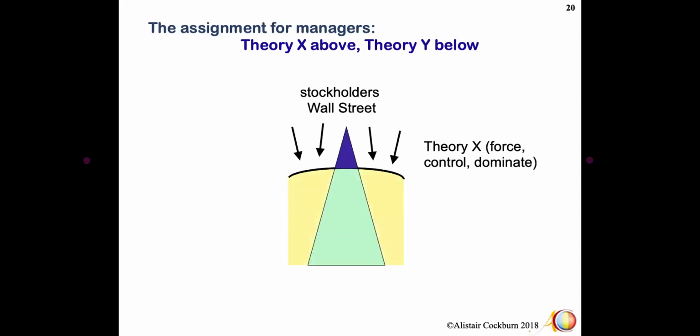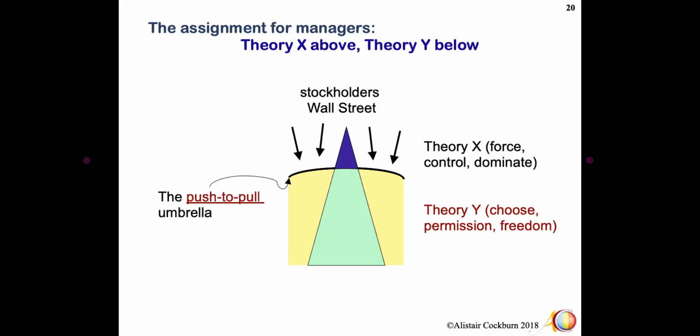And what we're trying to do is to create this quiet space at the bottom, sort of a choosing, permission, freedom, a quiet culture, so people can think and work quietly at the bottom. And that means necessarily somebody in the middle of the hierarchy has to take the pressure from above and generate a quiet space underneath. So managers have a role to do that, and it's not a comfortable assignment. So I call that person the push to pull umbrella.